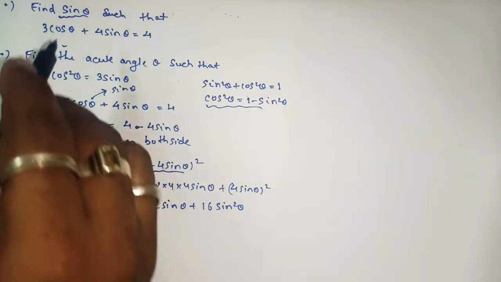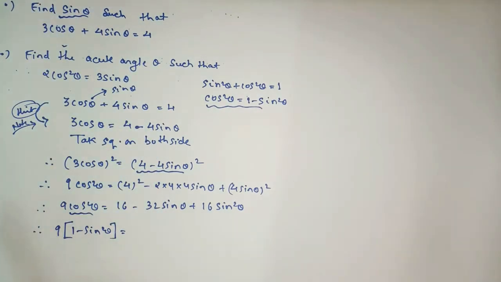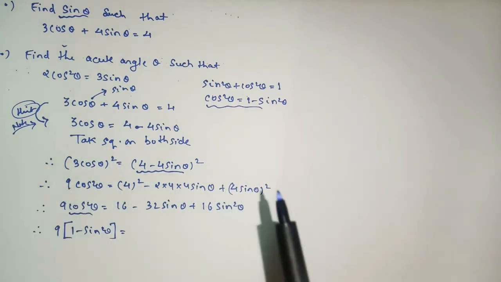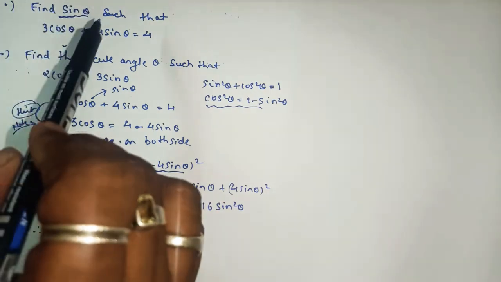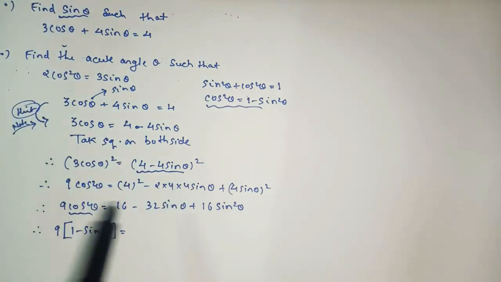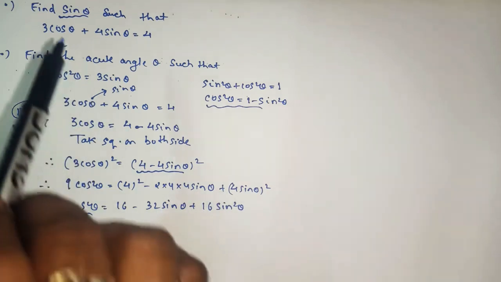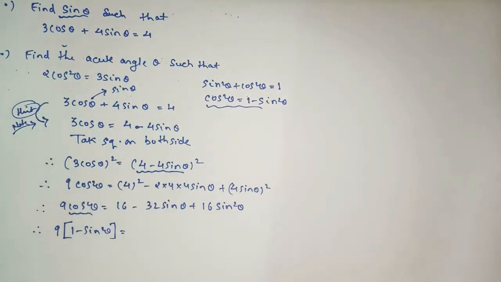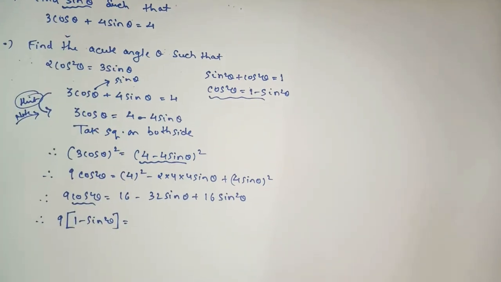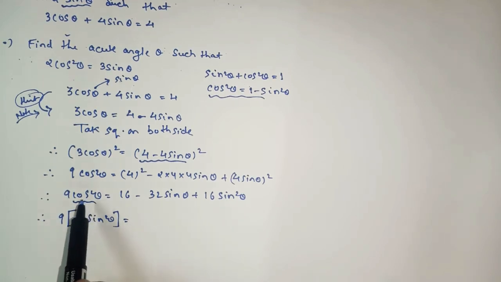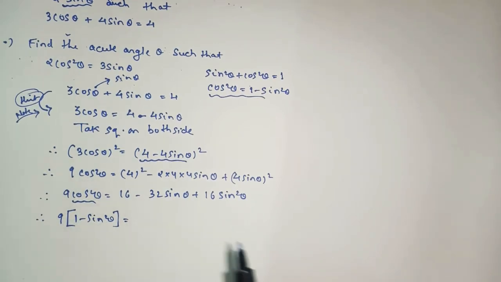And see to it that if you want to find sine, each and every term should get converted into sine. If you want to find cos, it should get converted into cos. It means the whole equation should be converted either into sine or into cos. It depends on the question. As here we have to find sine, we'll convert this equation in terms of sine. If you want to find cos, we'll convert the terms in terms of cos.